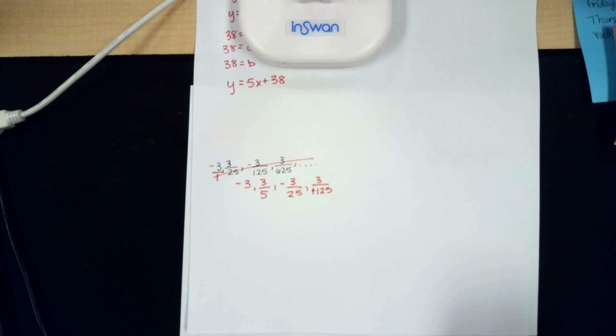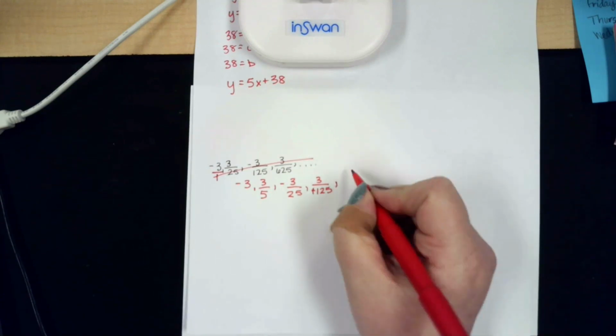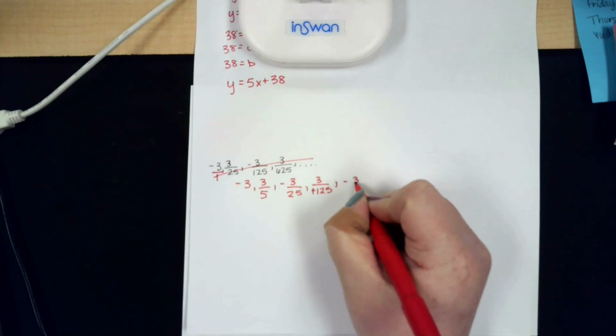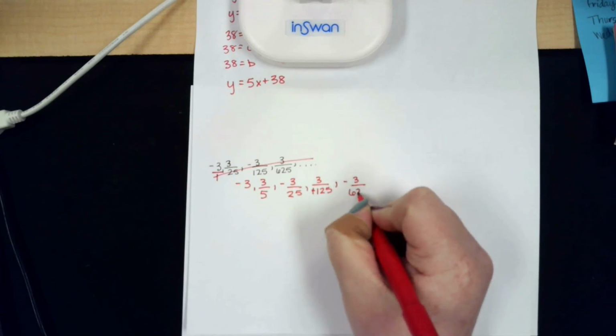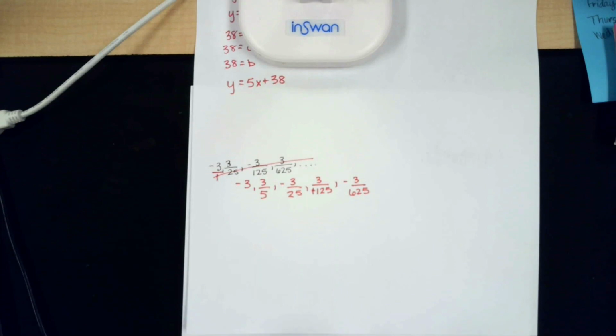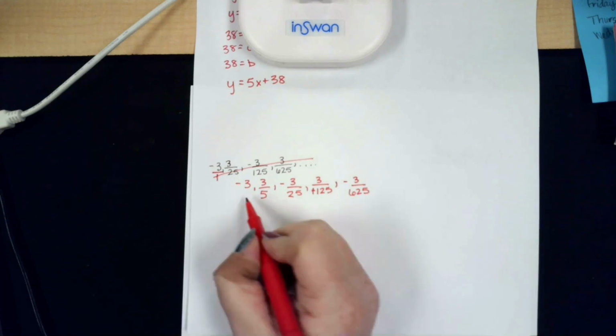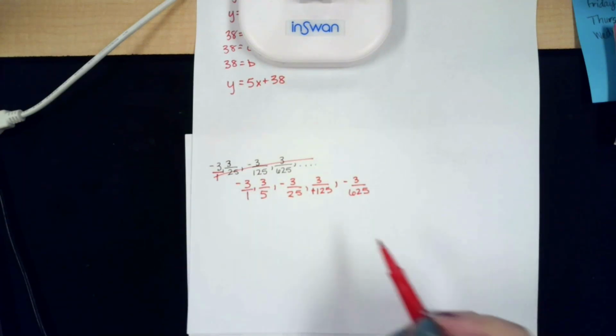Sorry, I got interrupted for a second. So let's keep going. So then we would have a -3 over 625. Okay, so like I was saying before, if we put this over a 1, the top, all that changes is the sign.